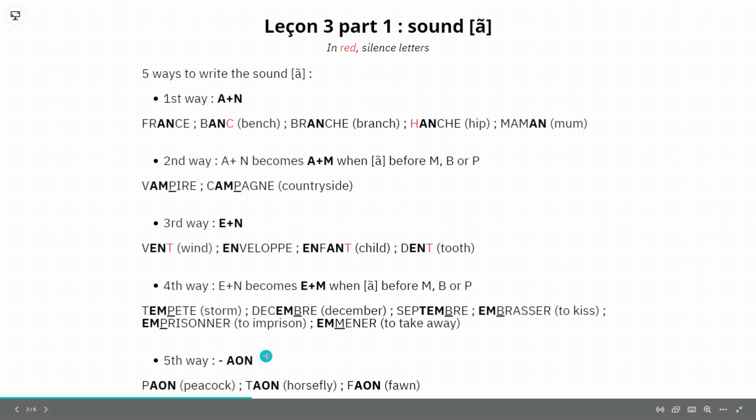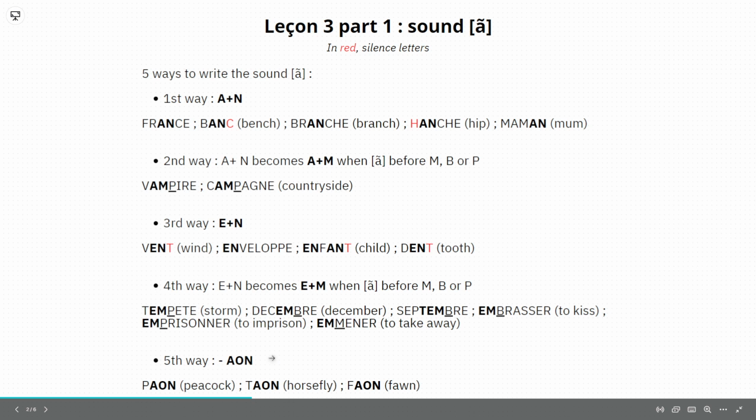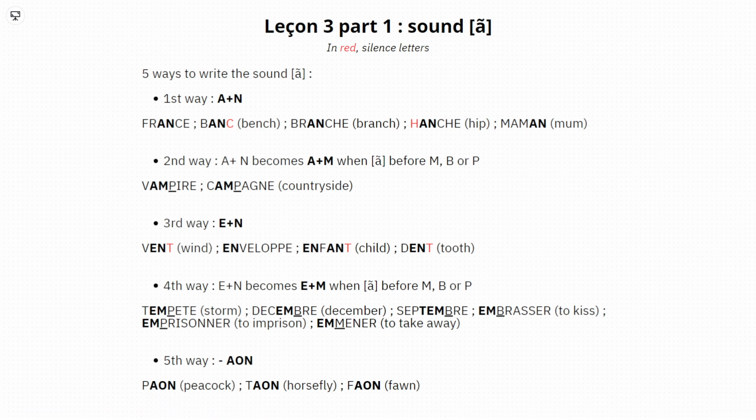And the 5th way concerns only 3 different words, okay? So you don't have to learn them by heart, but you must know them if you are curious. So these words are pan, un pan, A plus O plus N is en, sorry, R en. So it sounds en. Pan, paon, peacock, un temps, or fan. Okay, this is it with the sound en.